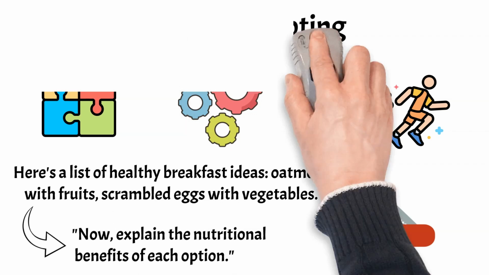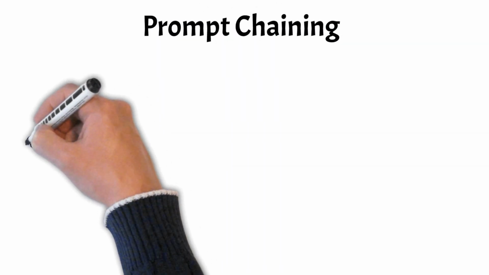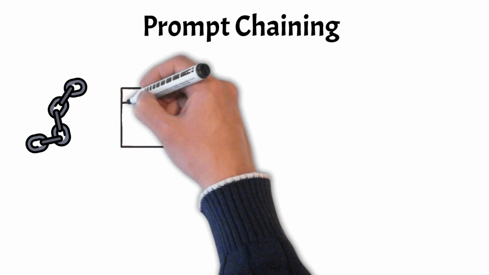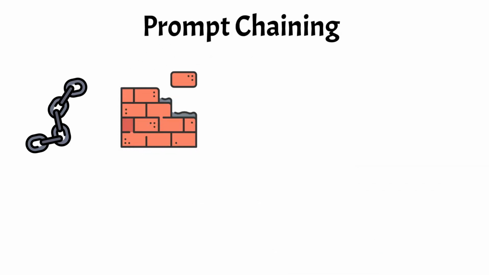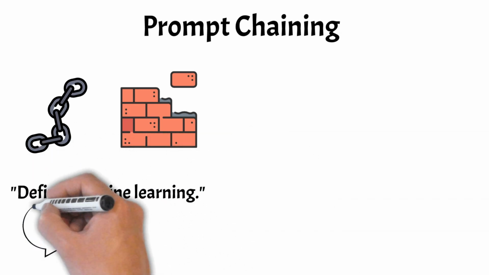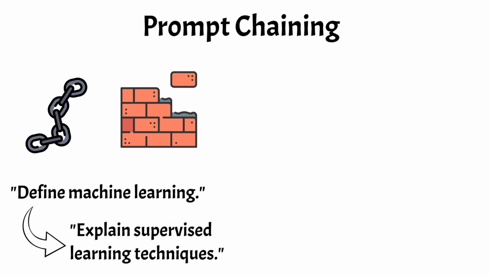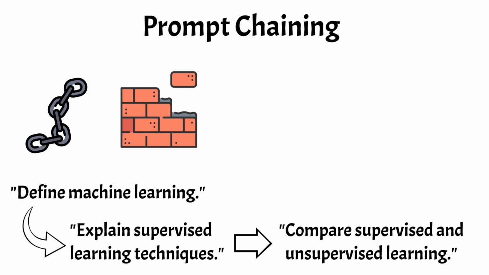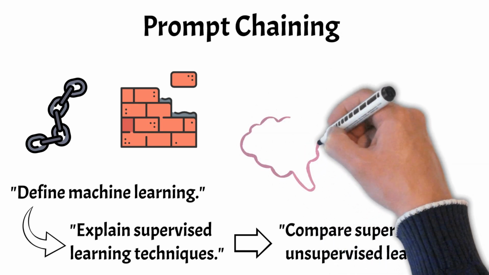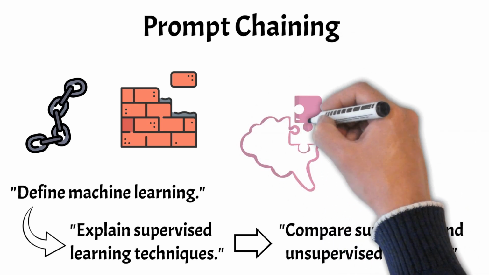And lastly, we have prompt chaining. Prompt chaining involves linking sequential prompts to guide AI models in generating cohesive and detailed responses. Unlike standalone prompts, prompt chaining maintains continuity by building upon previous prompts. For example, starting with a prompt like define machine learning, followed by explain supervised learning techniques, and concluding with compare supervised and unsupervised learning, forms a chain that progressively deepens the AI's understanding and response complexity.